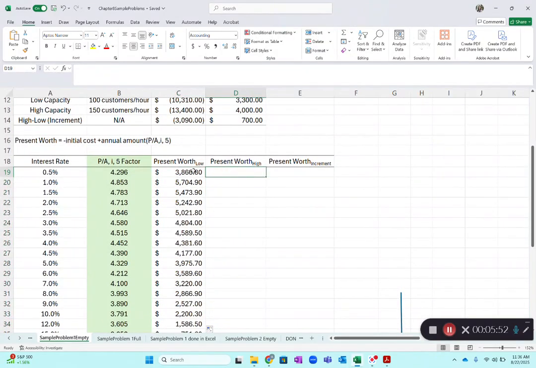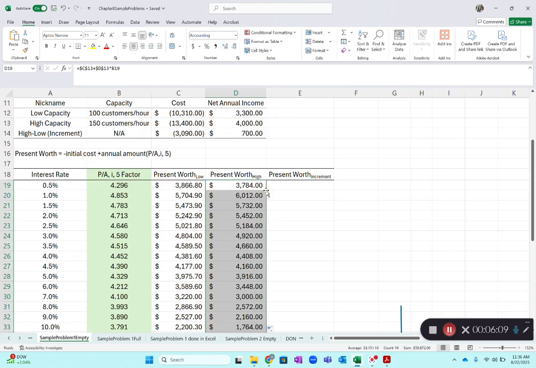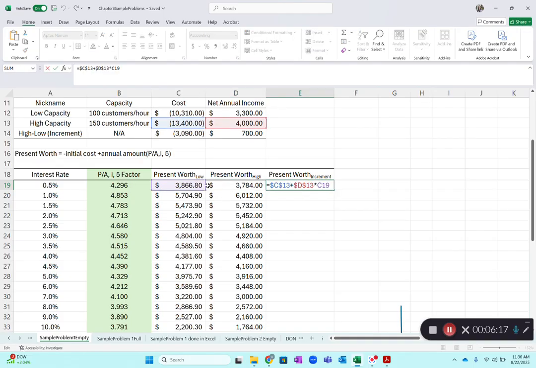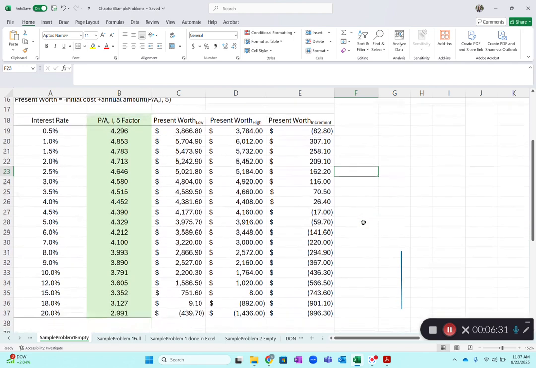With my high capacity, I'm going to do the same thing, but now just reference these, pull these down to my high capacity, and make sure this is B19, not C19. And then I will have my present worth of my high capacity. I could just do the one minus the other, but I'm just going to use my values up above. It doesn't really matter. It would give you the same answer either way. Math is cool like that. So I have $82 like this, and it goes all the way down.